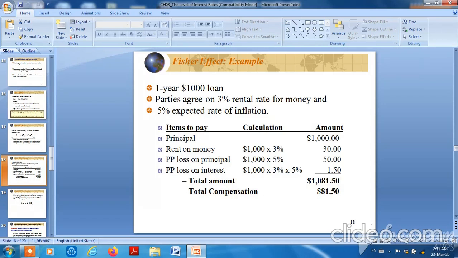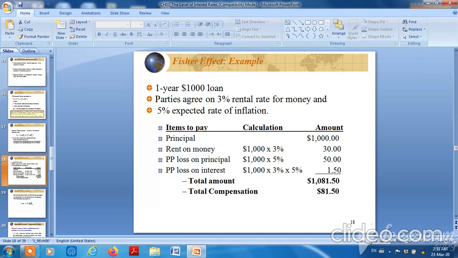PP loss on principal. البي بي loss المقصود بيها البورسينج باور loss on principal: 1,000 multiplied by 5%, delta PE, the expected rate of inflation. PP loss on interest: 1,000 multiplied by 3%. يقوم يدينا rent on money اللي هو الانترست.